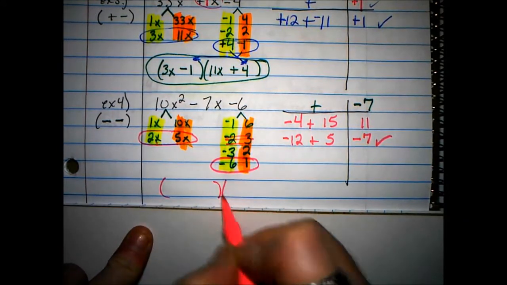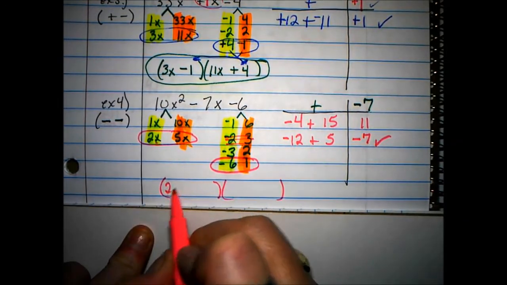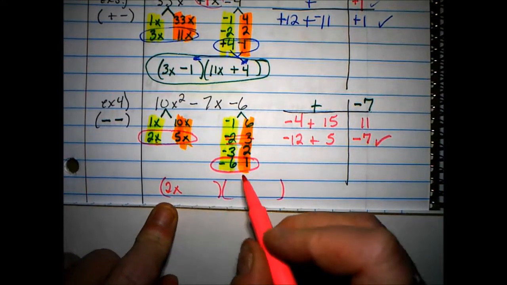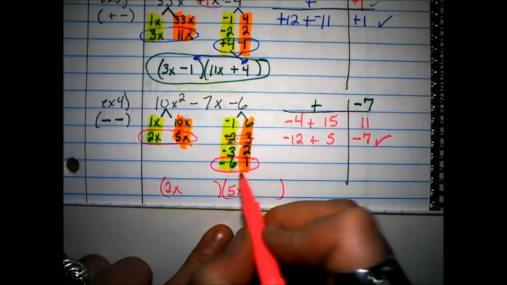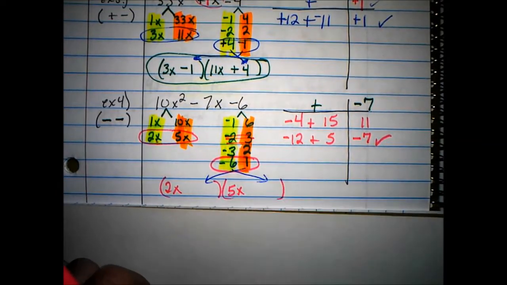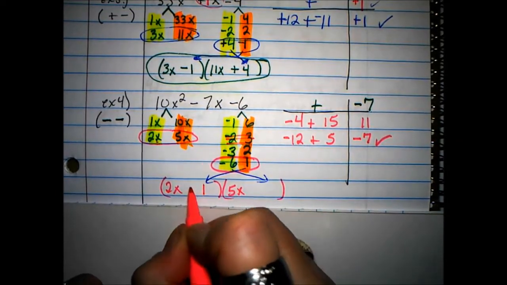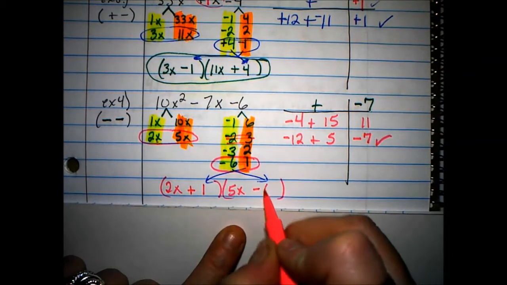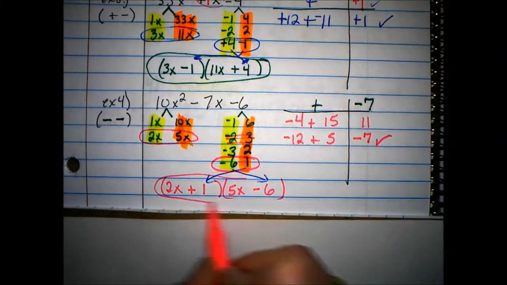I'm going to write my binomials. 2x goes in the first binomial, 5x goes in the second, and remember, you must crisscross. That gives you a positive 1 and a negative 6, and that is your answer.